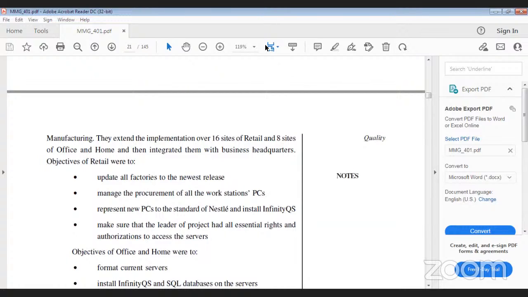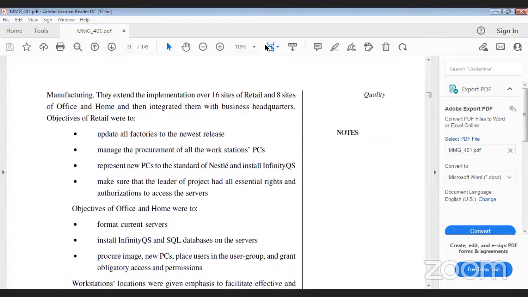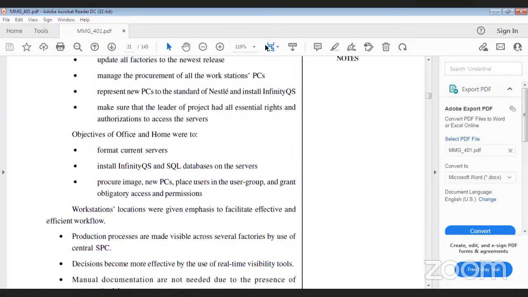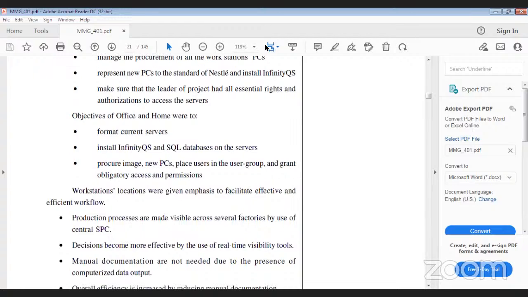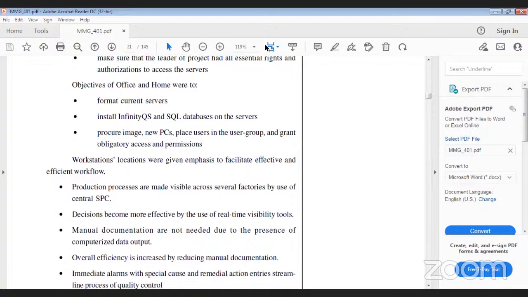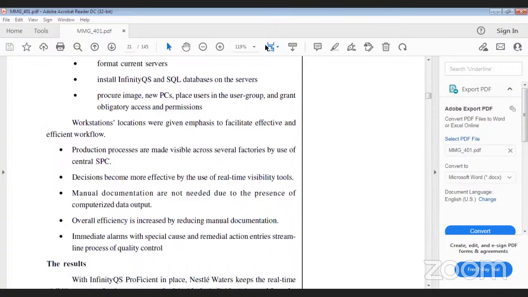Here, workstation locations were given emphasis for the effectiveness of the facilities. The production processes are made visible, and then decisions become more effective. Proficient processes are made visible. Then decisions become more effective. Manual documentation improves overall efficiency.